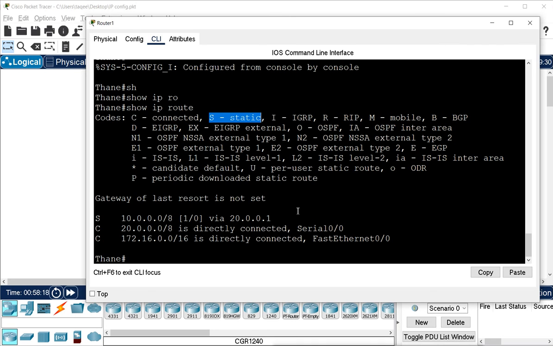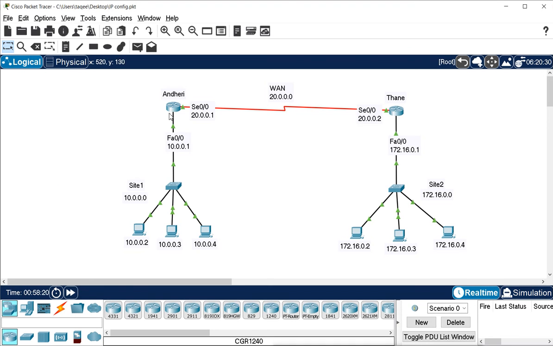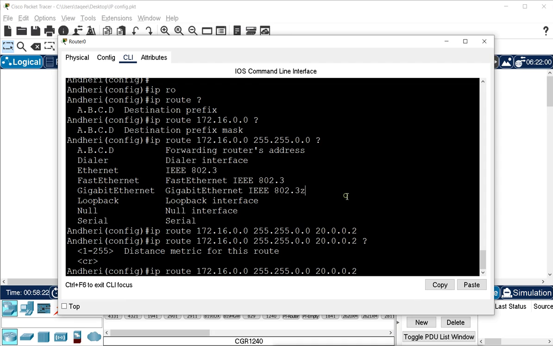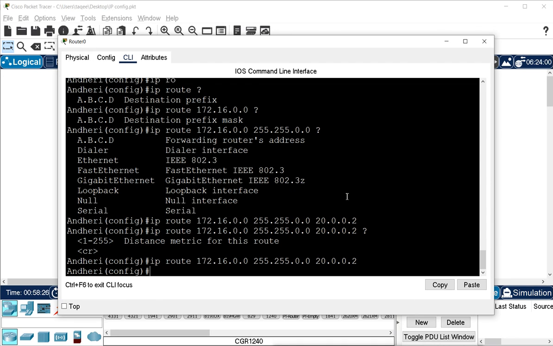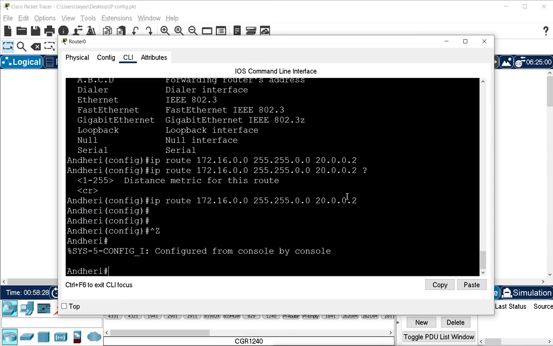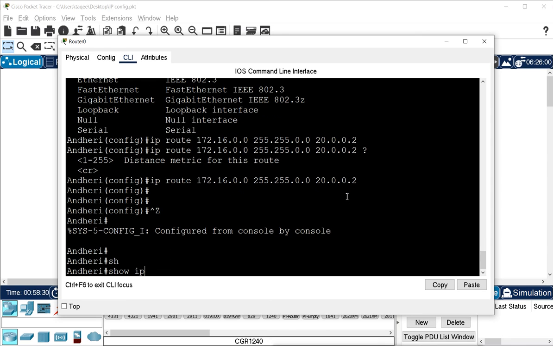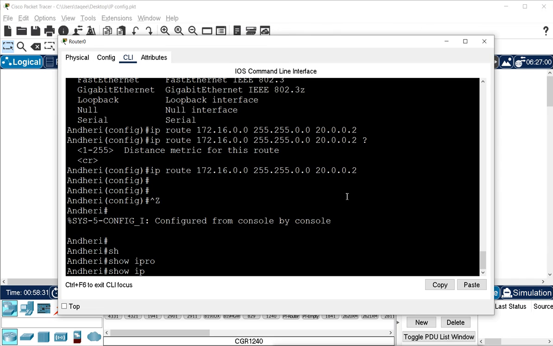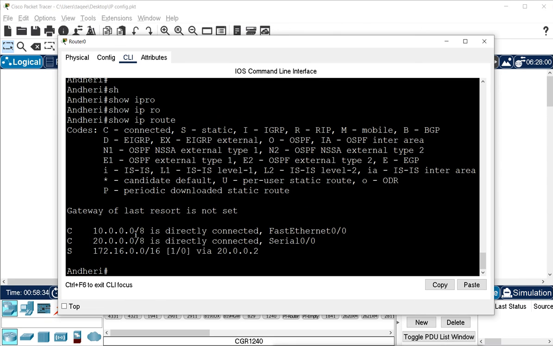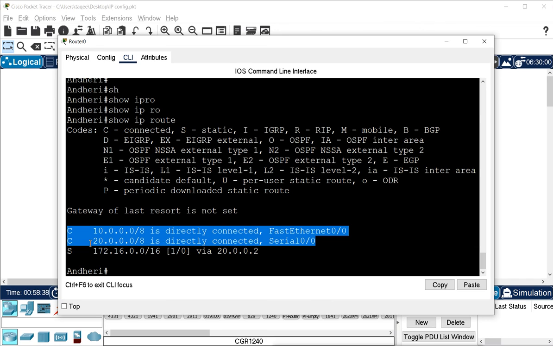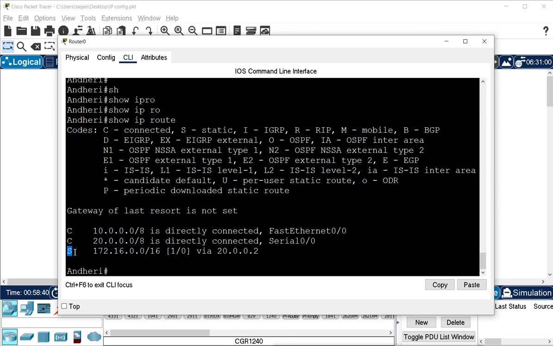Same for this other router, this Andheri router. When I go here, we have already configured it. So when we check show IP route, this router also had these two networks connected, but now it knows from S, that means statically configured, this network also, and it can reach via this IP address.